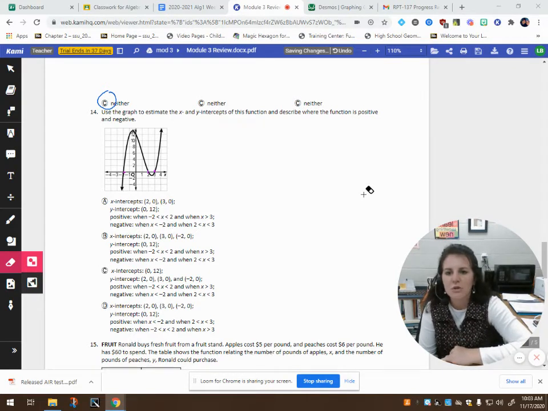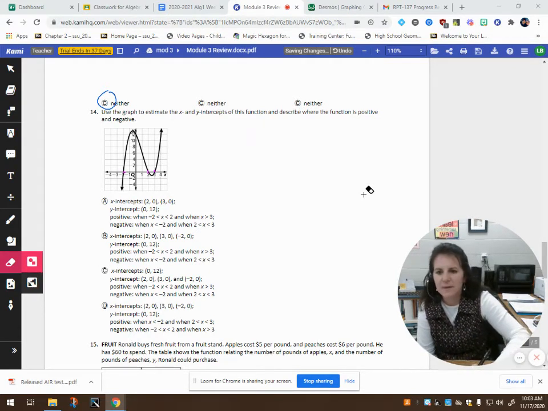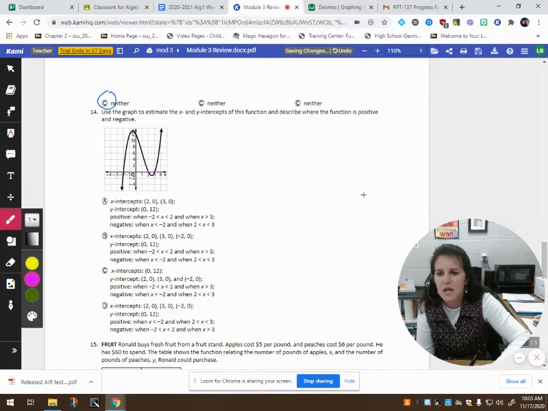Okay, so it says use the graph to estimate the x and y intercepts. So we can see that our x-intercepts are these little pink points here at -2, 2, and 3. So we can automatically rule out A because it doesn't have the -2. And we could automatically rule out C because it doesn't have the -2. These both have the same y-intercept at +12, so that's good.